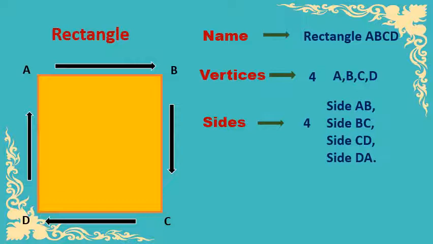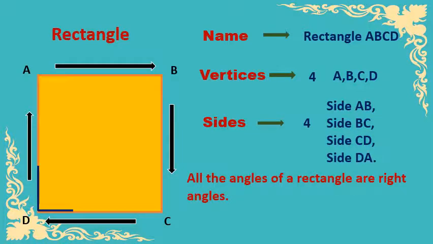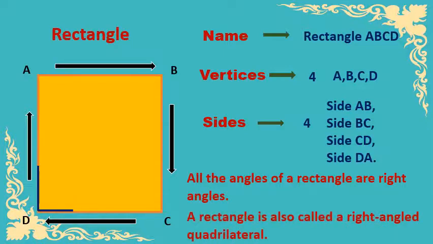Now next one is what about the angles? See, you can see here blue line, angle. This is the angle. You know that when the two lines meet, their angle is formed. See this angle. Can you see? How many angles can you see here? Yes, in D I have shown. In A is also angle is there, B is also angle is there, and C also angle is there. So all the angles of a rectangle are right angle. A rectangle is also called a right angle quadrilateral. Remember this.